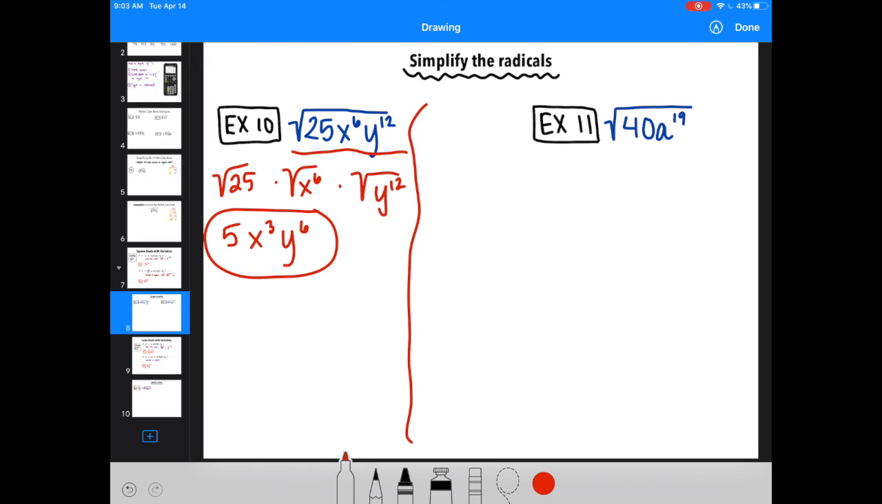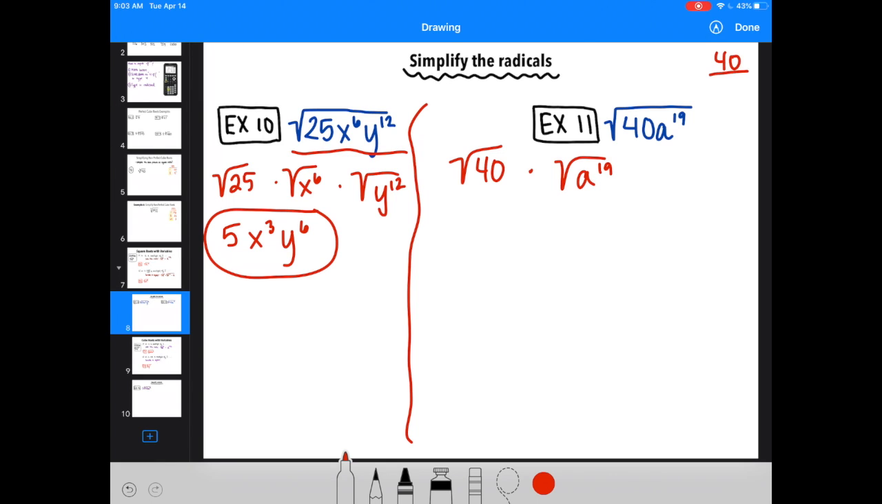All right, example 11. This is one that you may want to break up just because the square root of 40 is not a perfect square. So you're going to have to break that apart and solve that. And then you'll also have to break apart the a to the 19th. So to start off, I'm going to break this up into the square root of 40 multiplied by the square root of a to the 19th. Okay? Time to simplify the square root of 40.